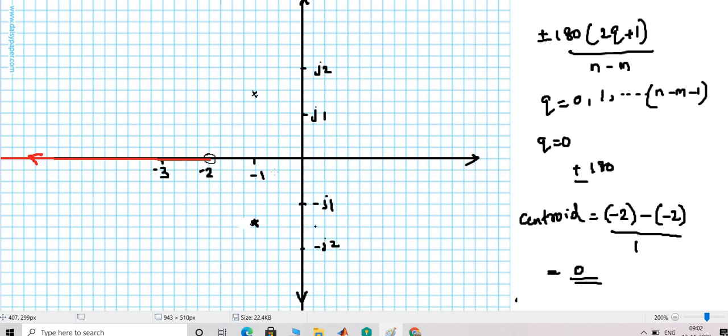That means we can just draw the asymptotes at plus or minus 180 degrees starting from this point, s equal to 0. Here there is no need to draw the asymptotes because the asymptotes lie on the negative real axis, that is at plus or minus 180 degrees.